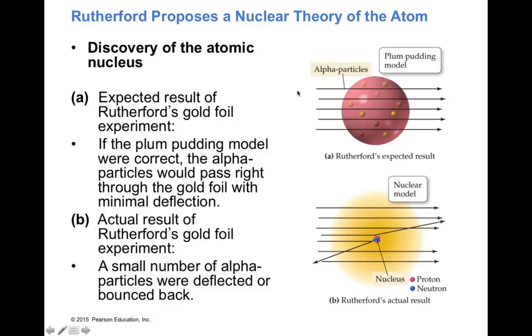So basically, because he observed that there was this deflection or also this rebounding of those particles, he thought that there was some other particle in that model that, when the alpha particle hit, it rebounded and made the alpha particle deflect. And he called that small atomic particle the nucleus.